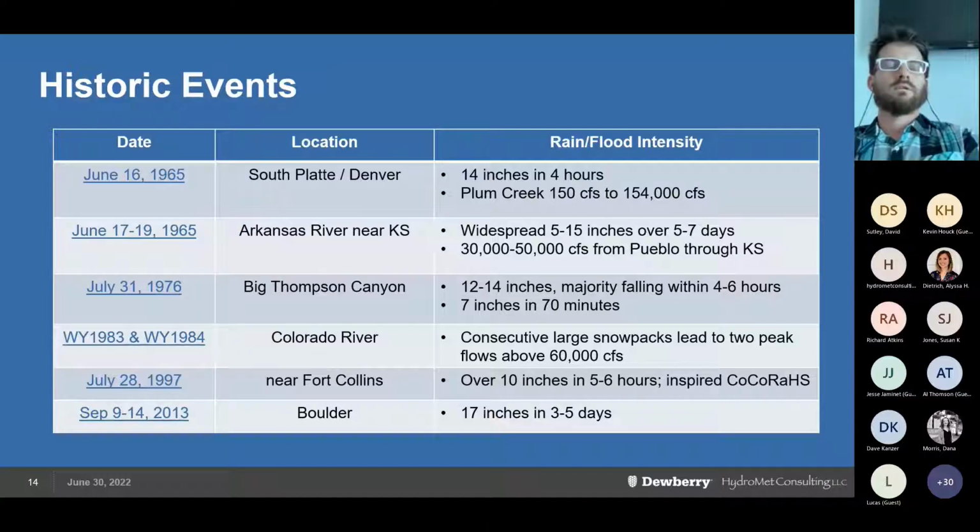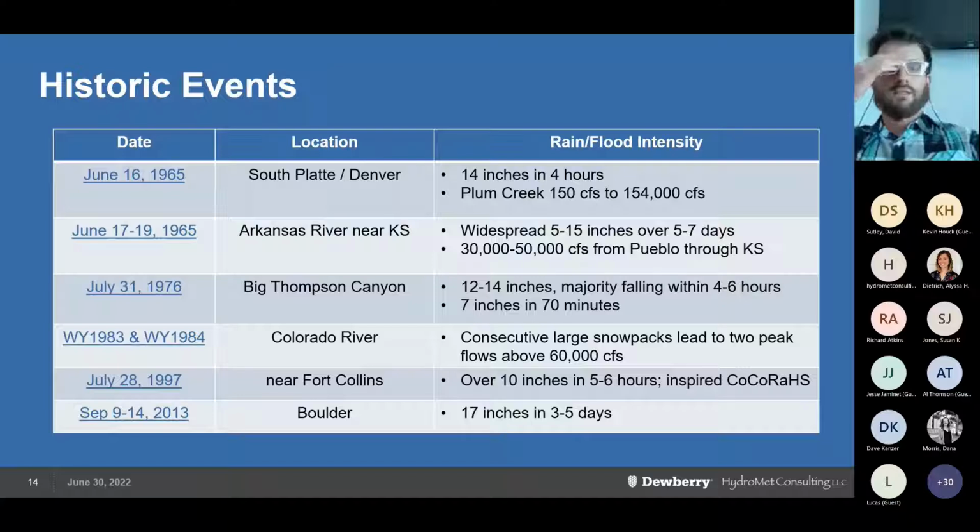And I think most people are familiar with what happened in Denver because this is what led to the building of Chatfield Reservoir. This is when 14 inches fell over 4 hours along the Palmer Divide, along the northern face of the Palmer Divide. And Plum Creek went from 150 CFS to over 100,000 CFS in a span of 3 hours and just caused a massive wall of water to go downstream.